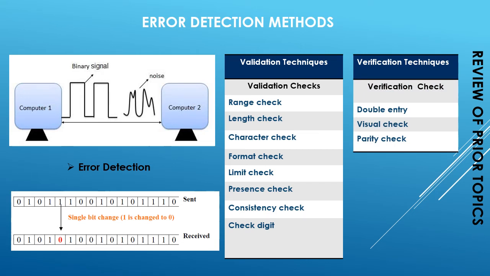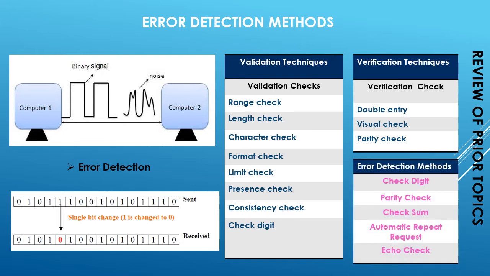Verification basically is a way of preventing error when data is copied from one medium to another medium. For example, from your hard disk or from your CD to USB drive. So basically the verification is needed in that way when you're copying your data. So we have different sort of checks that we can apply. For example, double entry, visual check, and parity check.